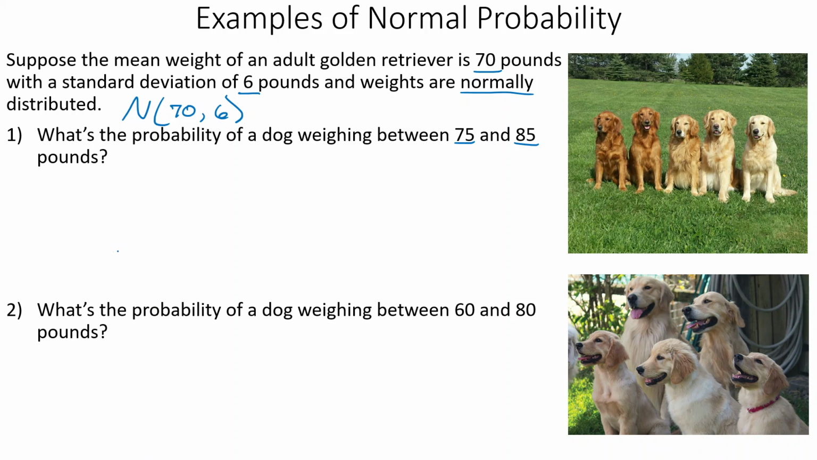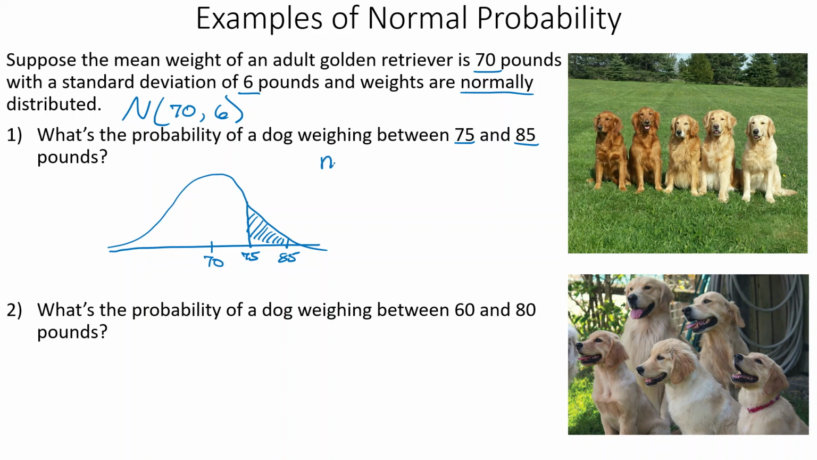What's happening is we've got this normal curve for the weights of our dogs, and it should still be above the axis, but oh well. 70 is right in the middle. 75 would be somewhere up here. And then 85 would be somewhere even farther up, like there. And then we want to know what's this little section in here.